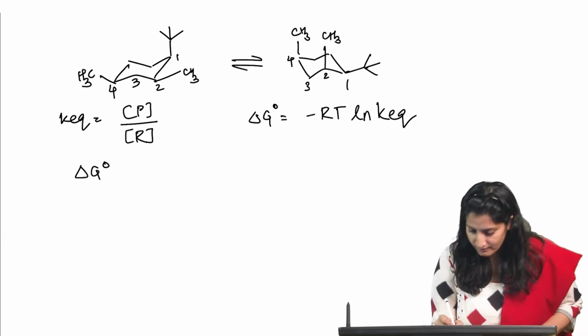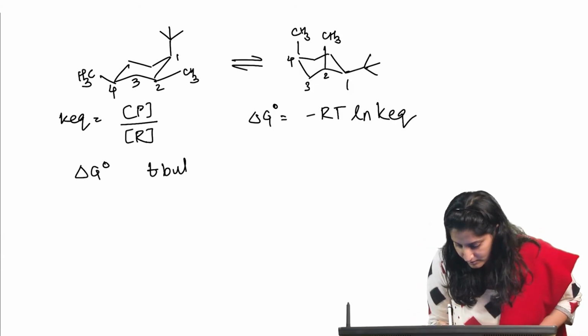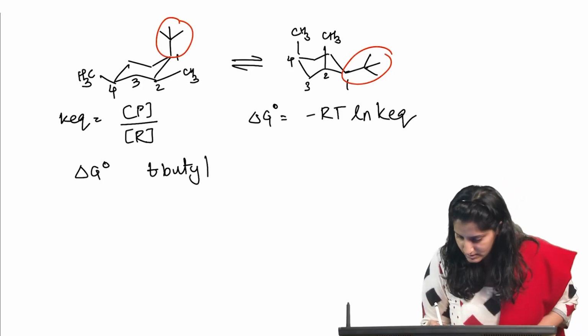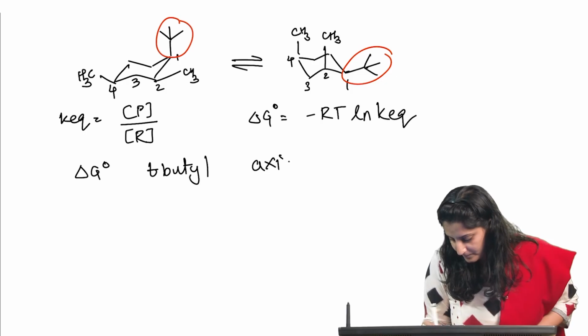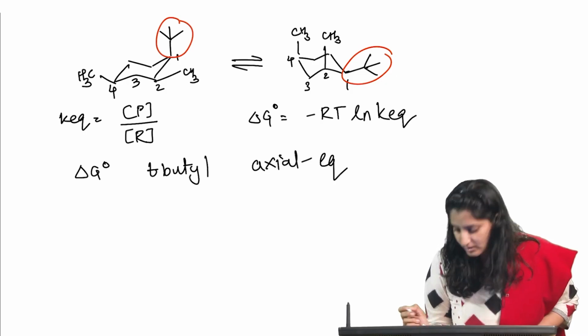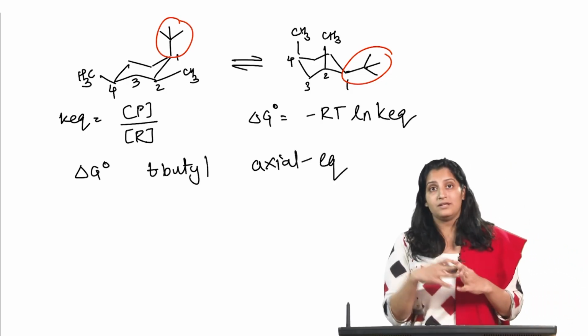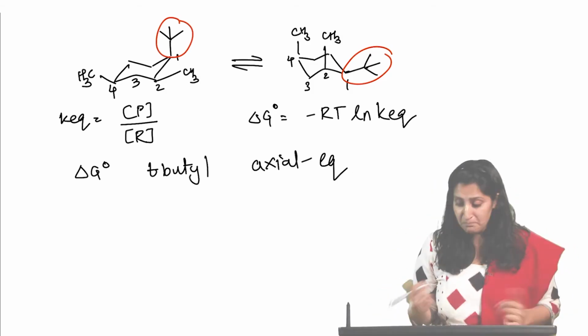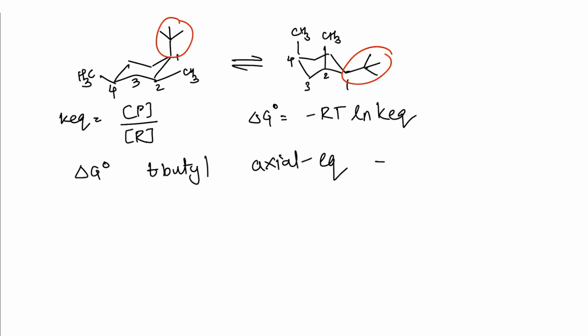In this case I have a tertiary butyl group going from axial to equatorial. This is going to be an instantaneous, or favorable, flip. So, this is going to have a negative delta G of around 4.5. I have referred to the table: minus 4.5 kilocalories per mole. That is going to be the delta G0.